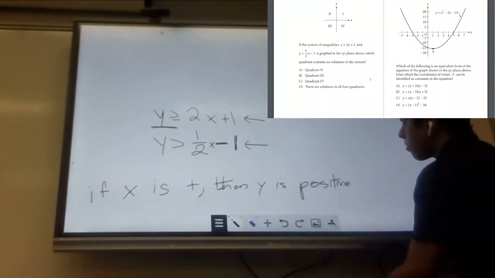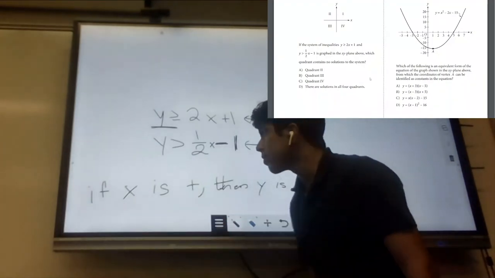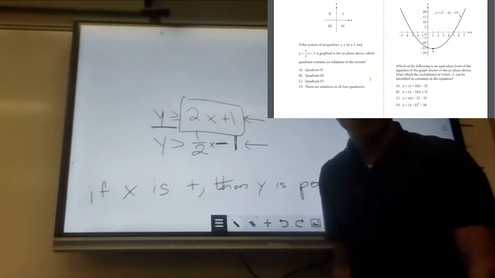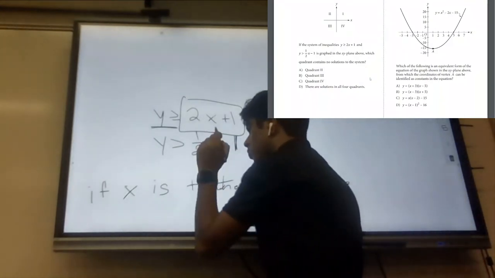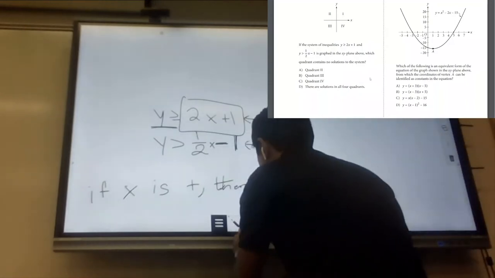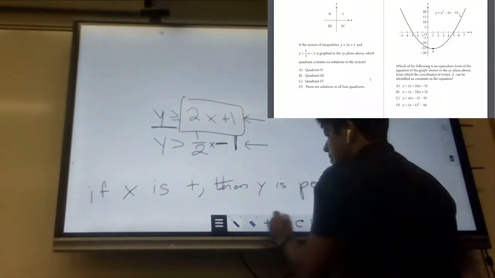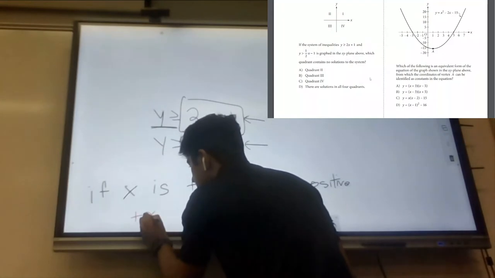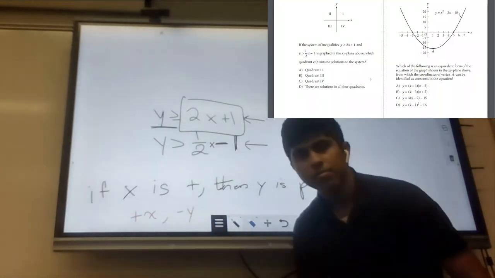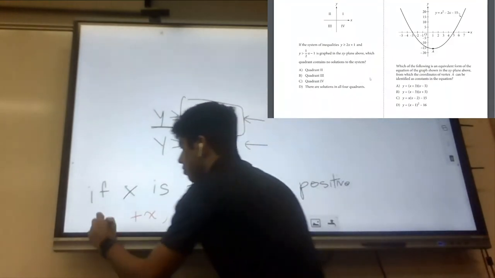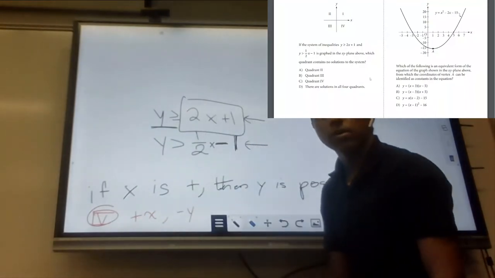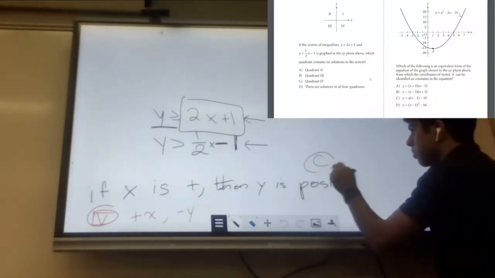Because no matter what positive x you have, this 2x plus 1 is going to be positive, and y is bigger than that, so y has to be positive. So if x is positive, then y is positive. Which means that something you can't have is a positive x with a negative y. Positive x, negative y, it's quadrant 4. So our answer is quadrant 4, which is choice C.